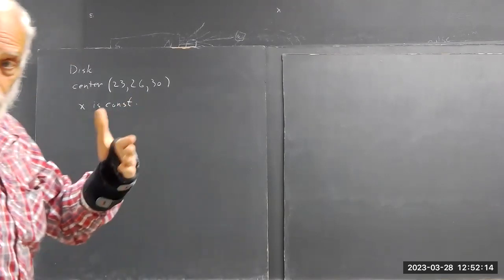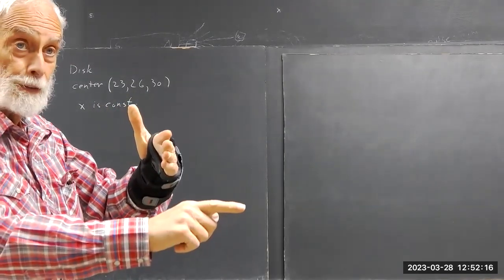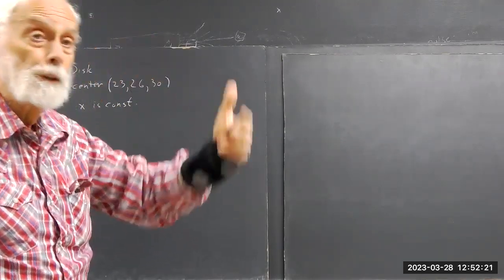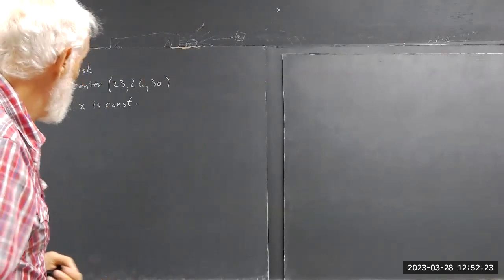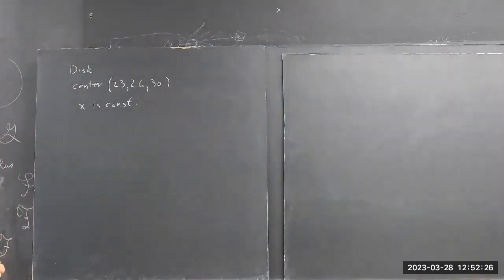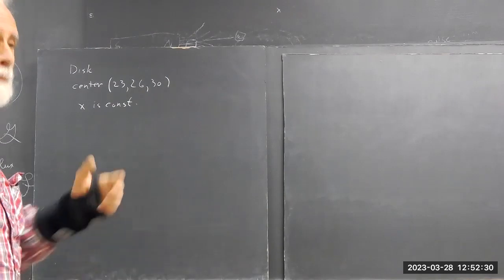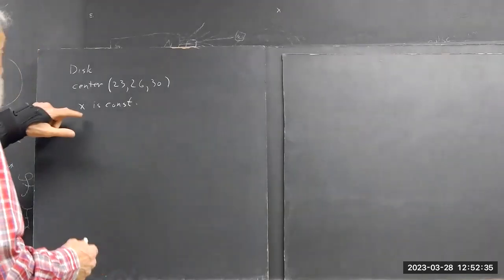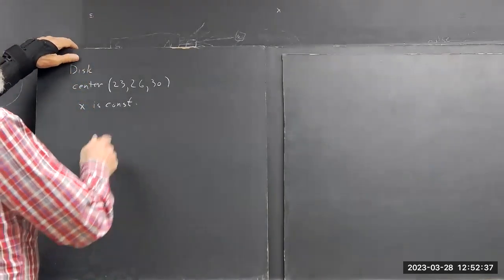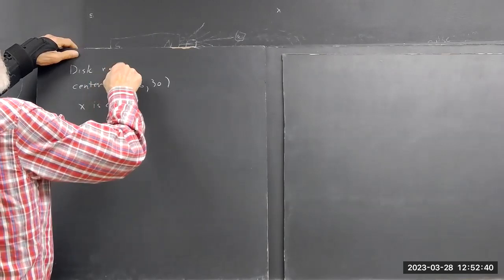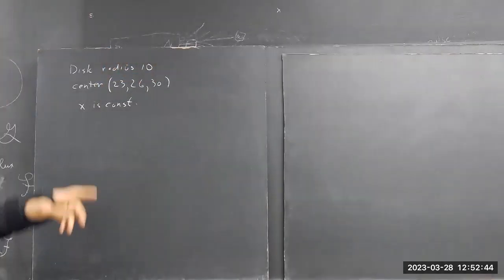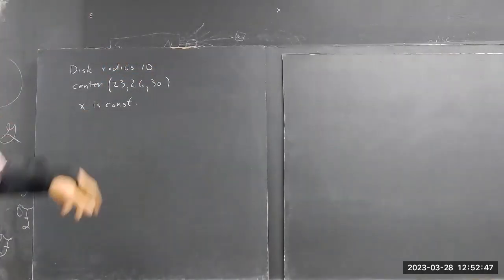The X is constant because the thing's oriented like this, and the X-axis is here. It's perpendicular to the XY plane or the XZ plane. Yes, it's parallel to the YZ plane. So X is constant. The radius is 10, in centimeters, that is what the radius is.